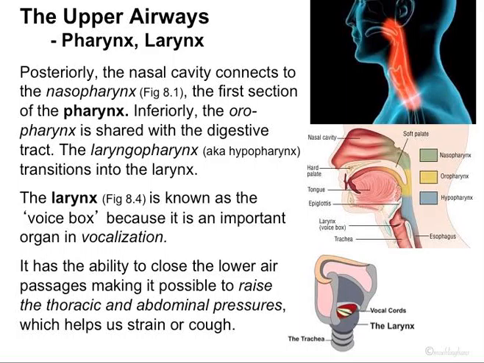And that's very interesting. But the larynx also has the ability to close the lower air passages, making it possible to raise the thoracic as well as the abdominal pressure. And that is very great when we need to strain or when we need to cough. So let's finish up this first part of it, and we're going to go to the larynx in more detail, because we're going to see how we make some voice now. And then we keep going forward.